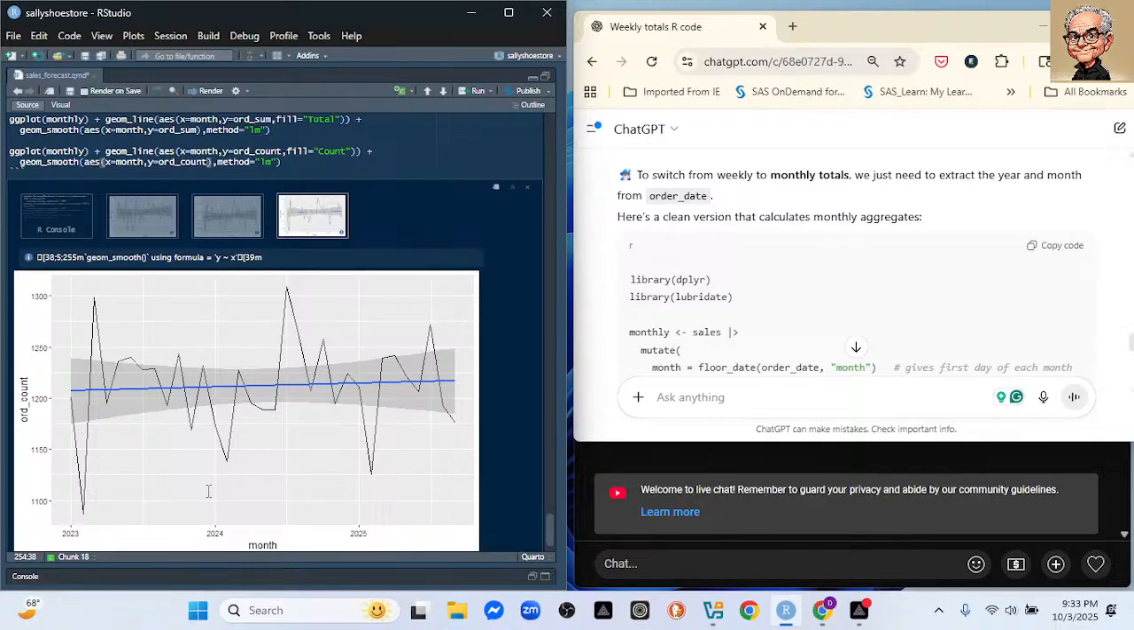Okay, there you have it. Our continuing analysis of the Sally Shoe Store data set. We're getting very close to doing a second round of forecast, probably using both the weekly and the monthly numbers. Okay, there you have it.